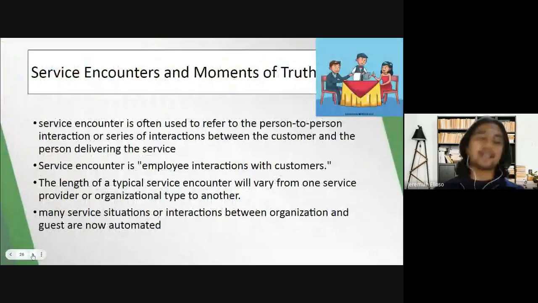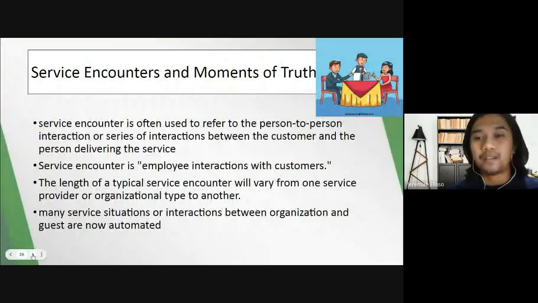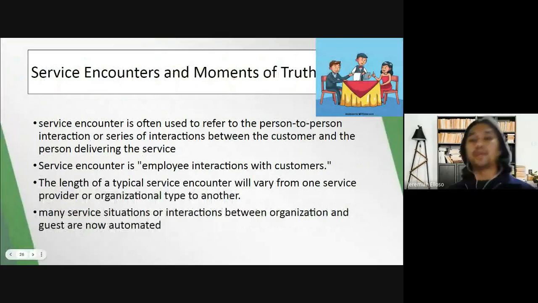All right, service encounters and moments of truth. Service encounter is often used to refer to the person-to-person interaction or series of interactions between the customer and the person delivering the service. Service encounter is employee interactions with customers, and many times it is the hospitality frontliners who have the first-hand interaction with our guests.